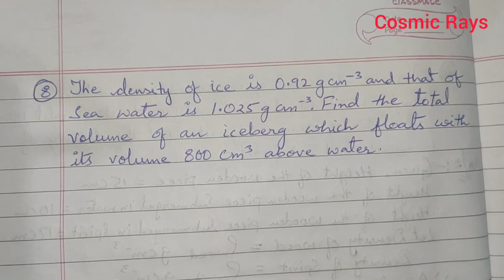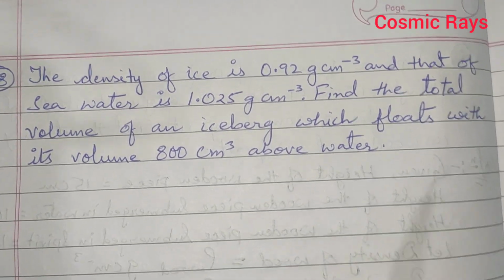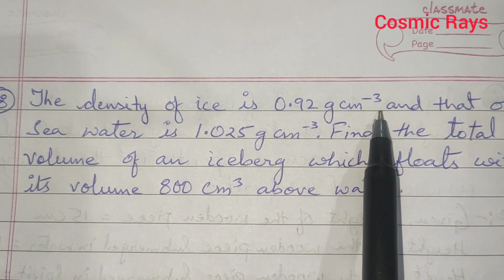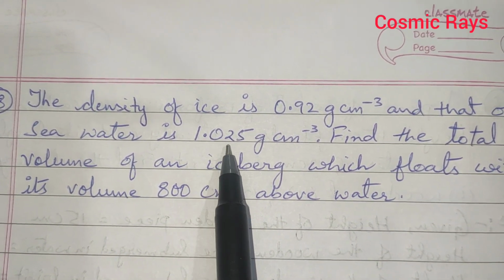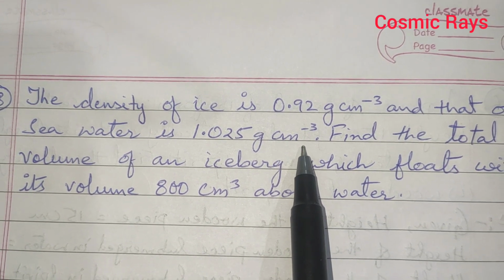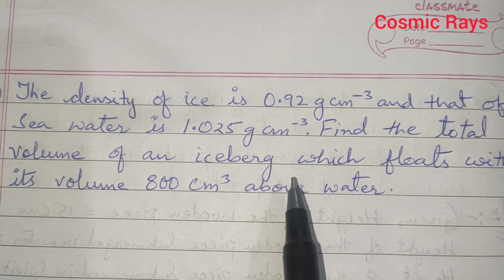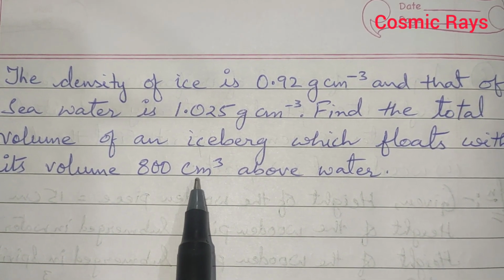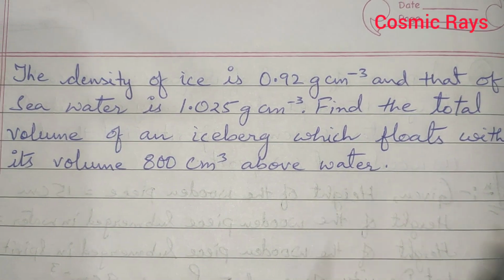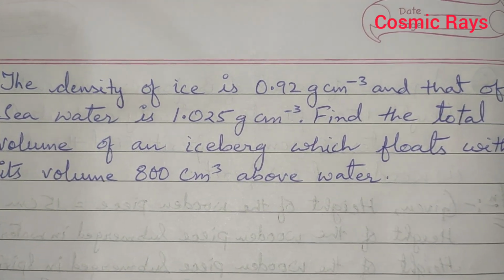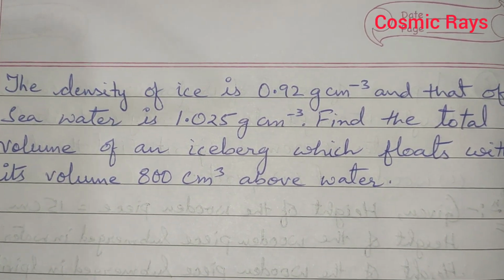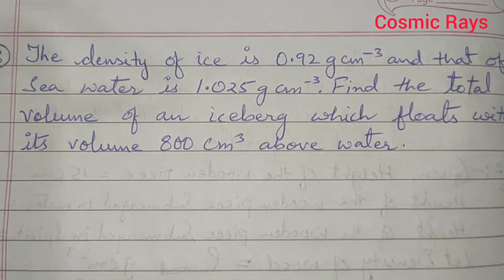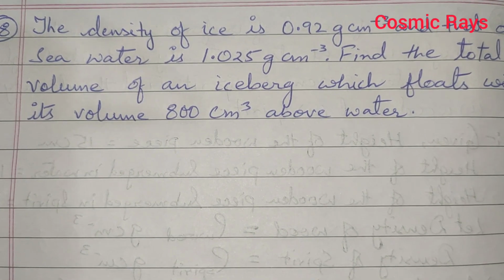Now another type of the question is number 8. The density of ice is 0.92 gram per centimeter cube, and that of seawater is 1.025 gram per centimeter cube. We have to find the total volume of an iceberg which floats with its volume 800 centimeter cube above water. So we have to find the volume of the iceberg which is below the water or which is immersed in the sea.